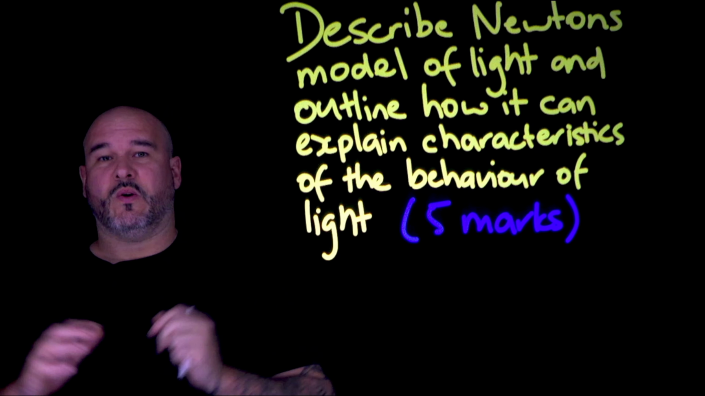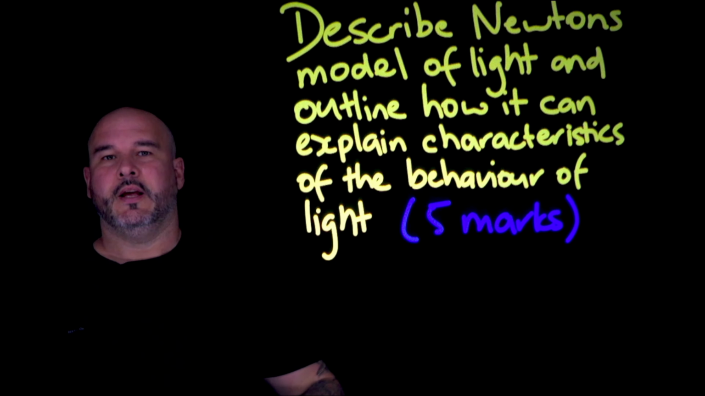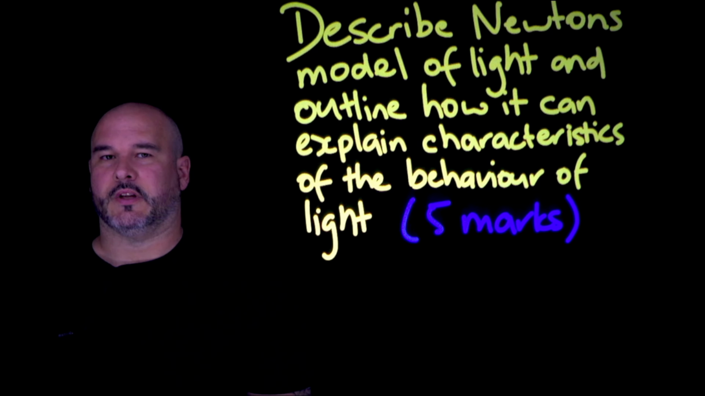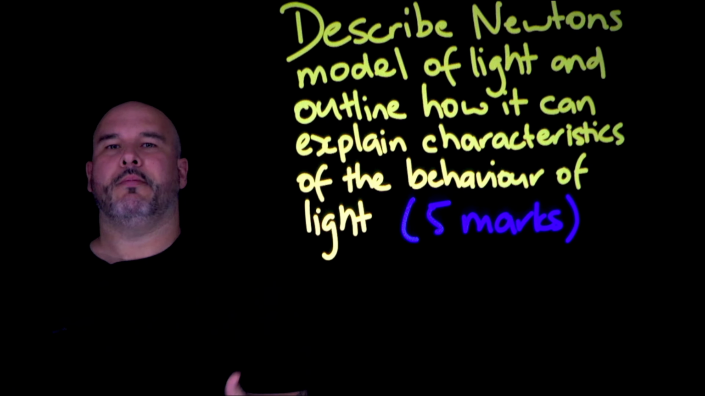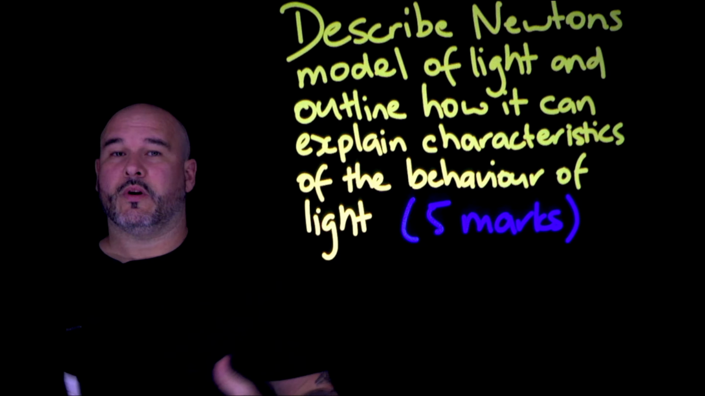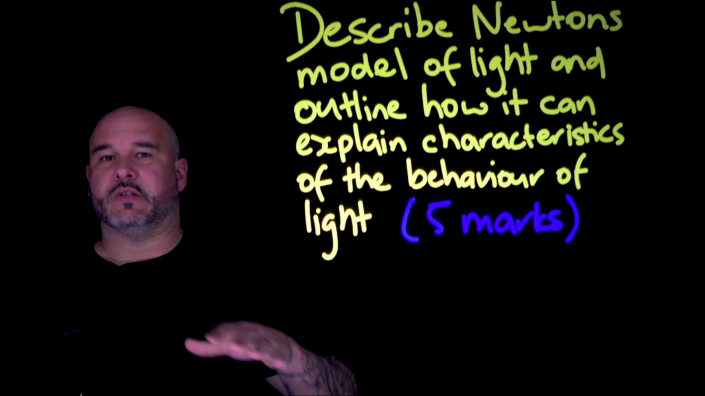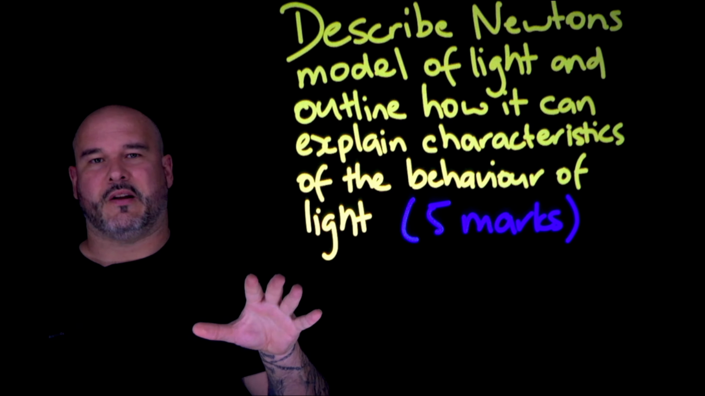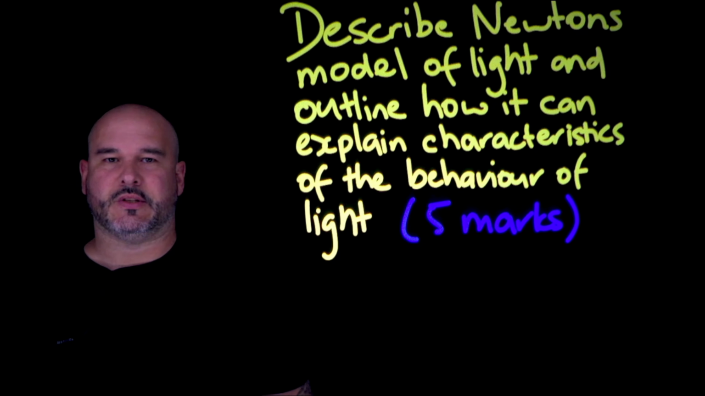So here we go, stock standard 5-mark question. Tell me a little bit about Newton's model of light and tell me a little bit about a couple of things that it could be used to explain. I want to highlight to you some keywords and phrases so by the end of this video, you're getting 5 out of 5 for this question and any other similar question.